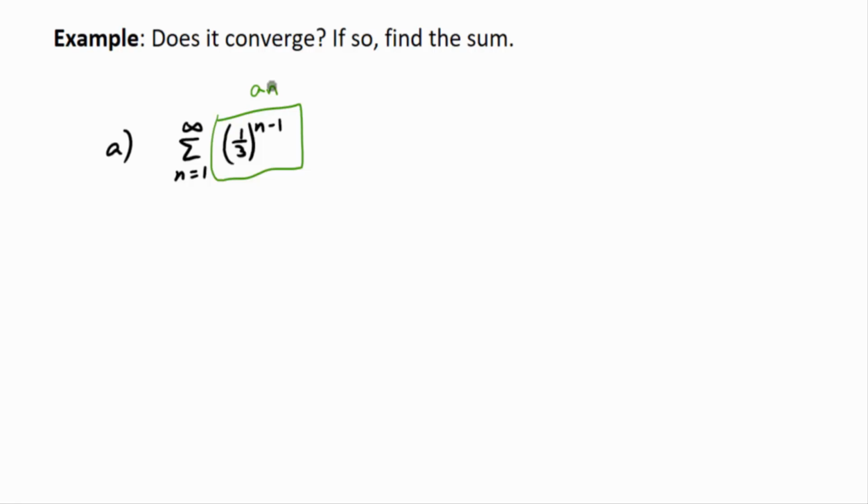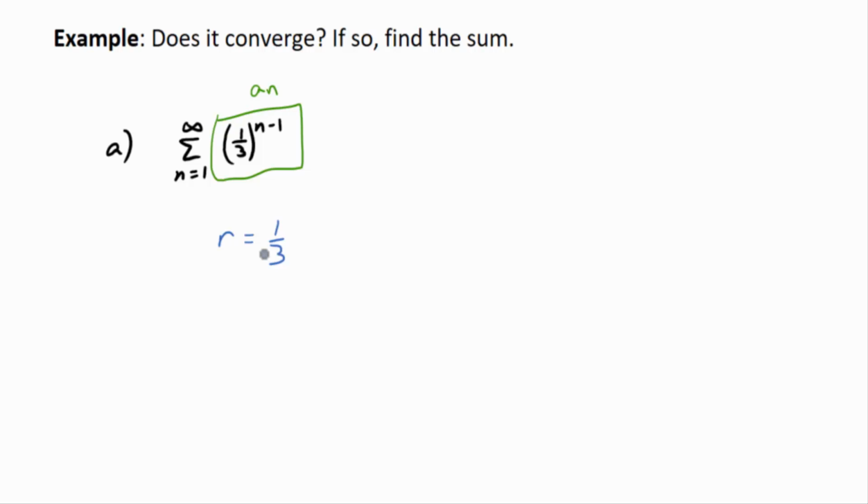If that's the case, you could have a constant factor out front, that's fine. If that's the case, it's going to be geometric. If so, find the sum. So yeah, it's geometric. What's r equal to? 1/3. It's the base of the exponent. That's a good way to remember it. It's always the base of that exponent.